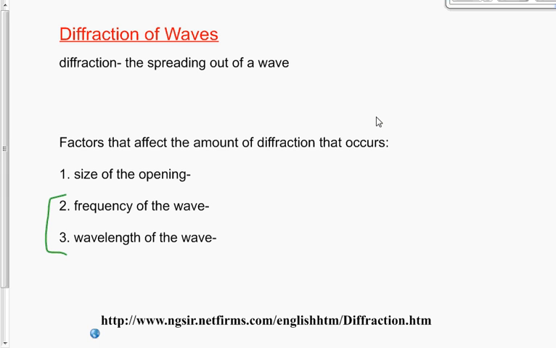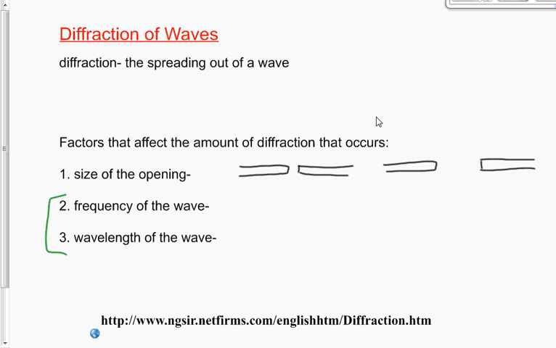You guys remember yesterday how the size of the opening affects the amount of diffraction? We got two possible scenarios here, right? We got a really narrow opening, we got a really wide opening here. Which one will produce more diffraction? Which one will produce more spreading out, Tony? Good, the narrow one. The narrow one produces more diffraction.